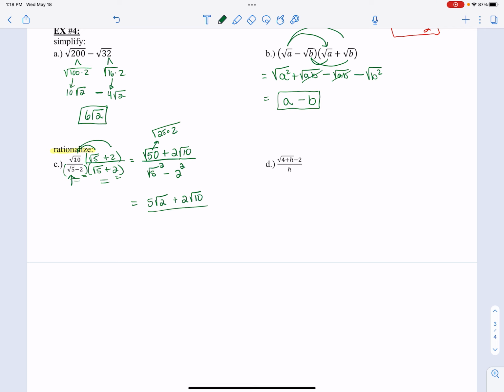In the denominator, the square root of 5 squared is 5, and 2 squared is 4, and 5 minus 4 is 1. Oh, that one turned out nice, because now that I know that that's 1, my final answer is just 5 square root of 2 plus 2 square root of 10. I don't have to divide by anything. The denominator turned into 1, and I'm done.